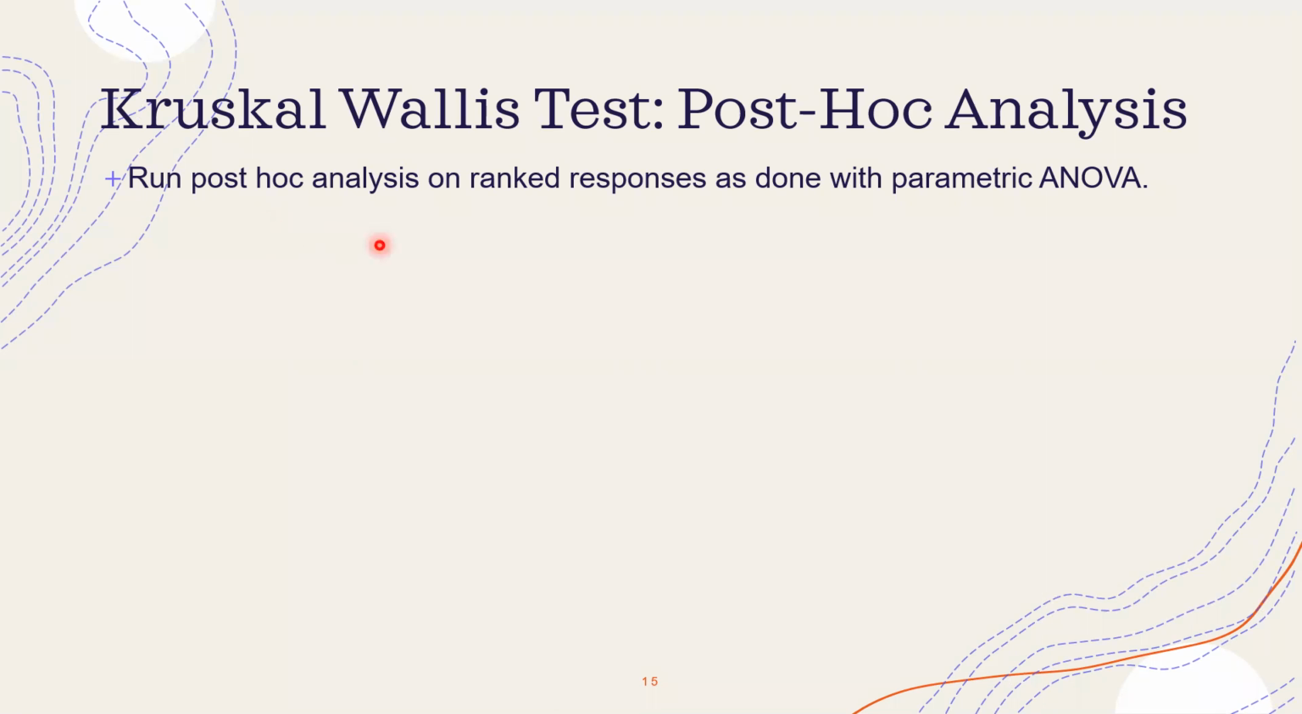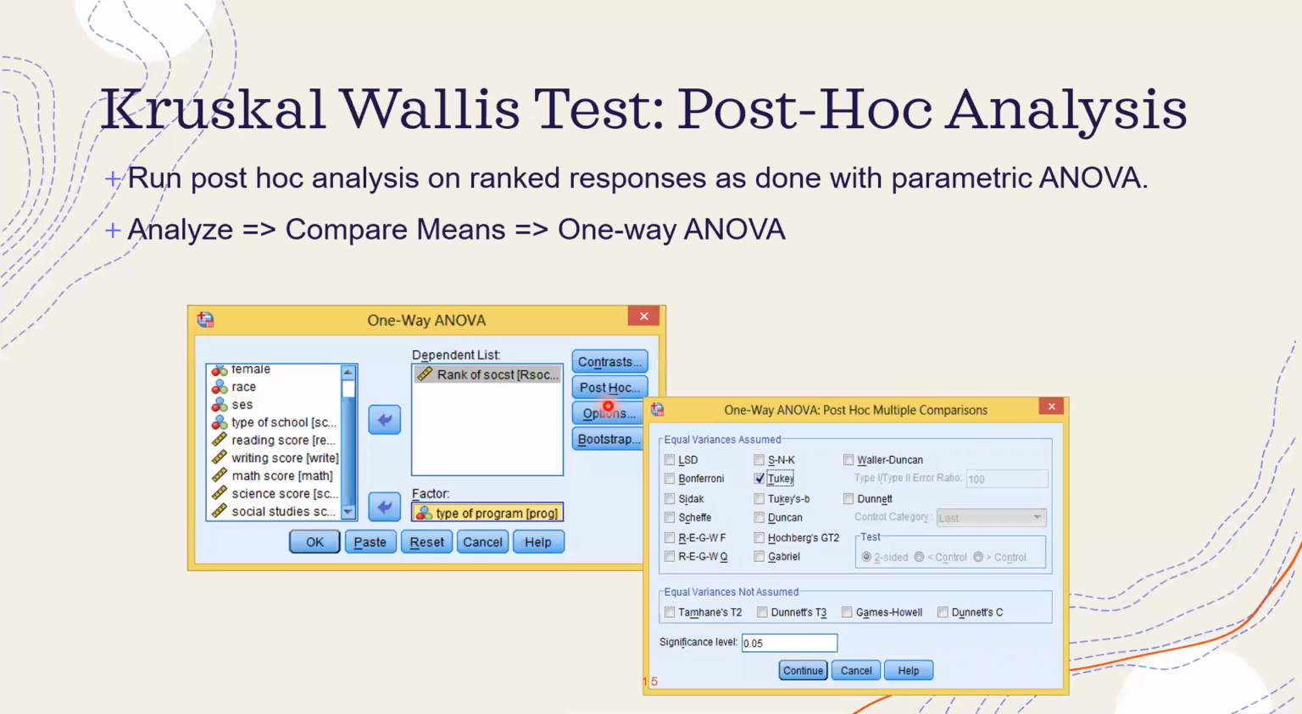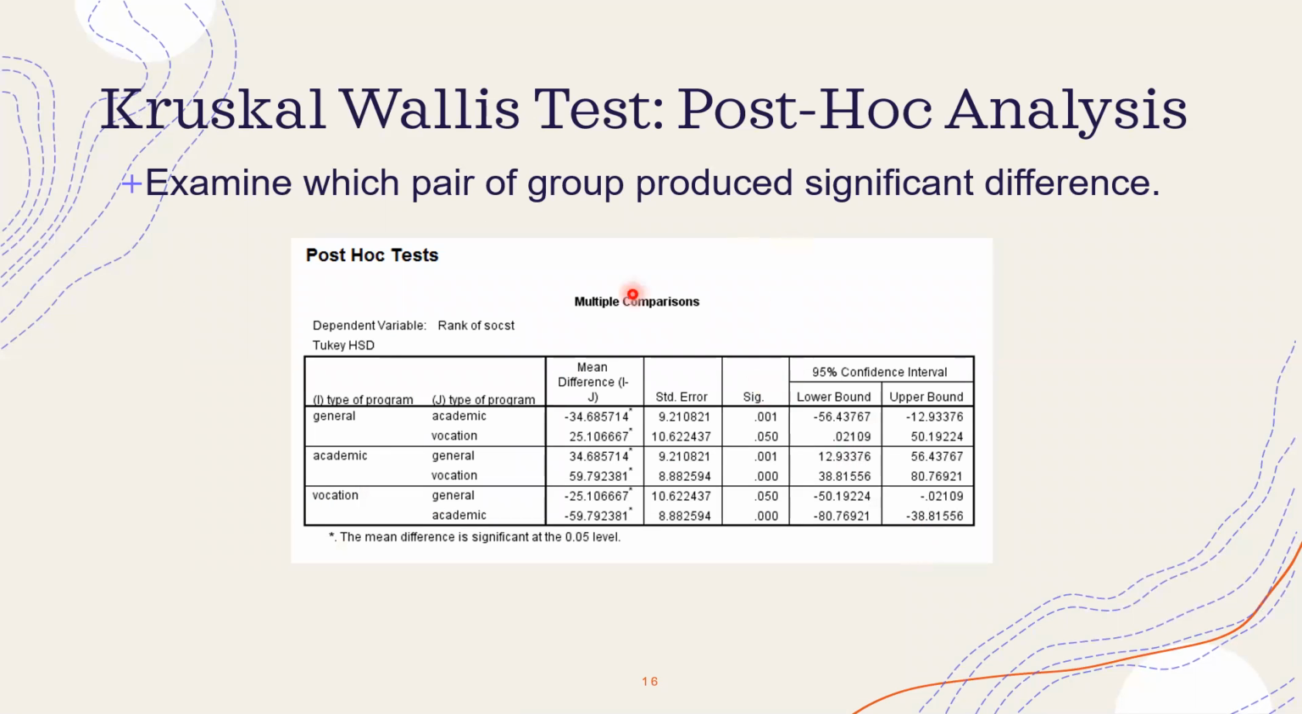RSOST is nothing but the rank of social studies score, at the end of the variable list, and then we will have to run the post-hoc analysis, again going to Analyze, Compare Means, and One-Way ANOVA. In the One-Way ANOVA, we will put the rank of social studies score which was created by SPSS while ranking the variable, not the original social studies score. And in the factor list, we will give the same type of program which we had chosen. Then in Post Hoc, for example, we are working with the Tukey test. We will press continue, and then we will obtain this table.